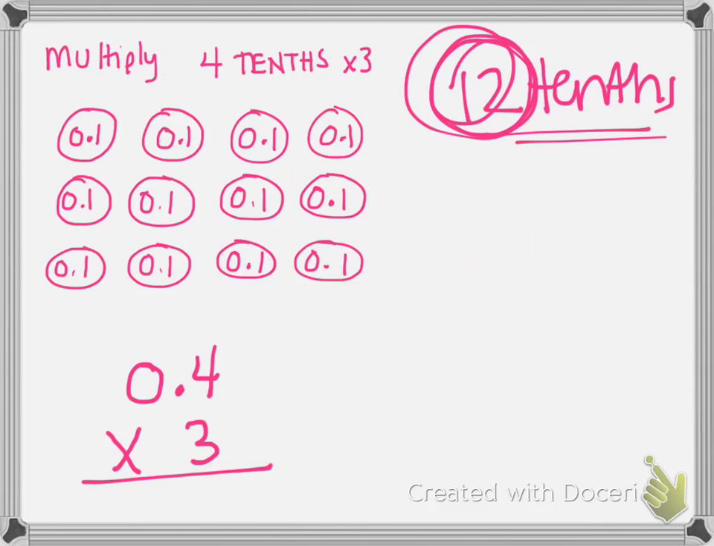So 4 tenths, if we wrote it out in algorithm, it would look like this below. 0.4, which is 4 tenths, times 3 gives us 1 and 2 tenths, or 1.2. Now, there is a shortcut. There is another way of finding the answer, and we will do that in the next video.